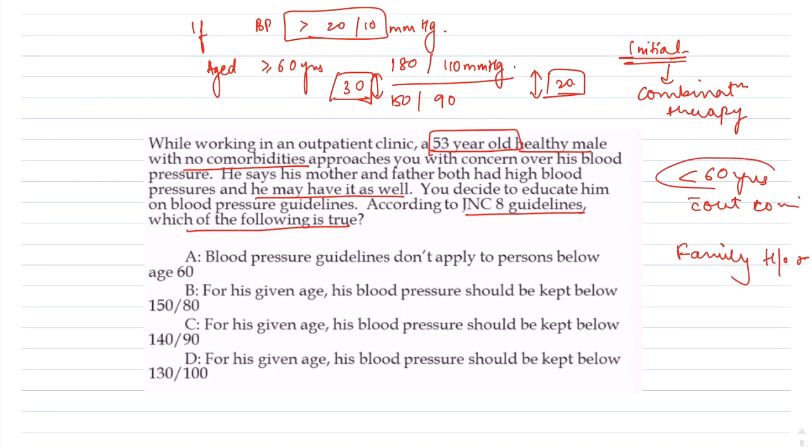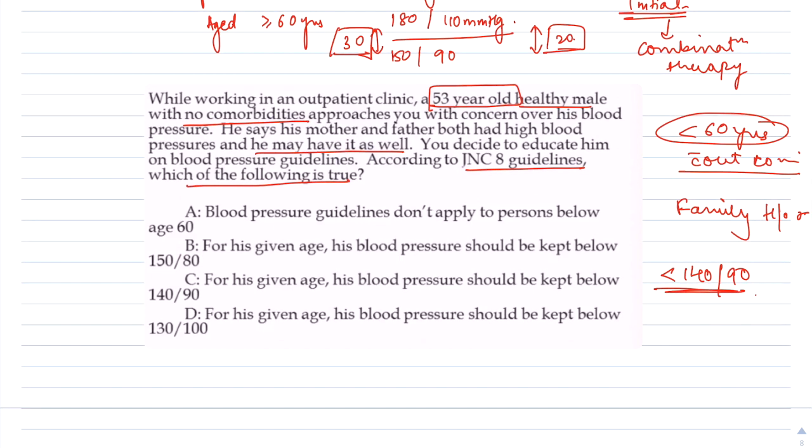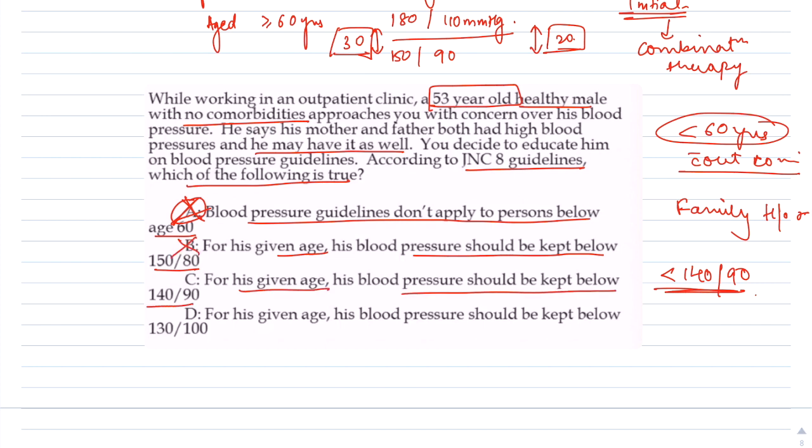So for less than 60 years without comorbidities, the target is 140 by 90. So it should be less than 140/90. Point A is blood pressure guidelines don't apply to persons below 60 years. This is an absolutely wrong statement. For his age, blood pressure should be kept below 150/80. This is a wrong statement. For his given age, his blood pressure should be kept below 140/90. This is a true statement. Answer is C. D statement is that for his given age, his blood pressure should be below 130/100. This is a wrong statement. So the answer here is C.